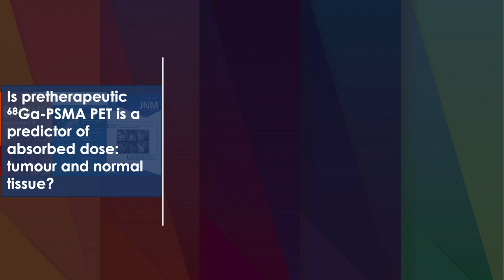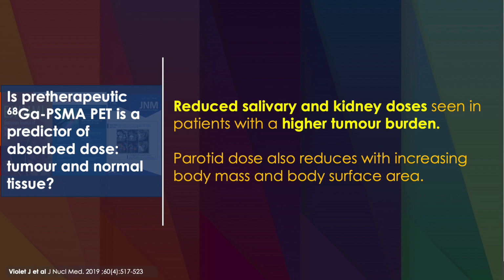Is pre-therapeutic gallium PSMA a predictor of absorbed dose in terms of tumor and normal tissues? In fact, reduced salivary and kidney doses are seen in patients with high tumor burden, because more of the injected tracer goes to the tumor sites. And again, parotid gland uptake also reduces with increasing body mass and body surface area. So if you have more disease, more tracer goes into the tumor sites, and therefore less is available for the normal tissues expressing the receptor. Therefore, the radiation dose to the normal tissues is relatively less.